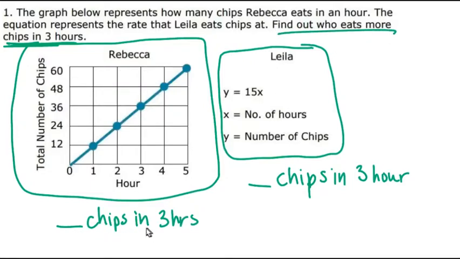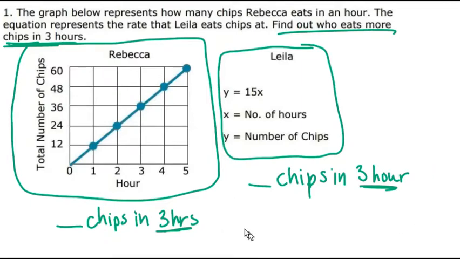Okay, so again, we want to compare similar things. So that's why I'm looking at the chips in 3 hours. Because if I look at Rebecca's chips in 3 hours, that's a ratio. If I'm looking at Layla's chips in 3 hours, that's a ratio. And when I make my ratio, it's a number over 3. A number over 3. So I'm looking at rates that are similar.